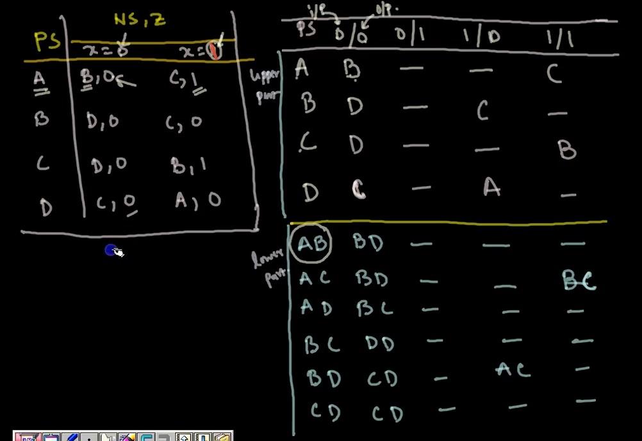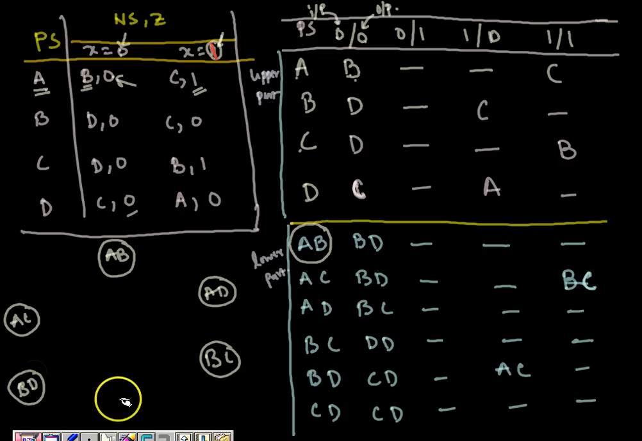So AB, AC, AD, all these are, there are 6 vertices in the testing graph. So AB is one vertex, AC is another one, AD is another one, BC is going to be the other one, BD, and the last one is CD. So these are the 6 nodes. There are 6 nodes in the testing graph.